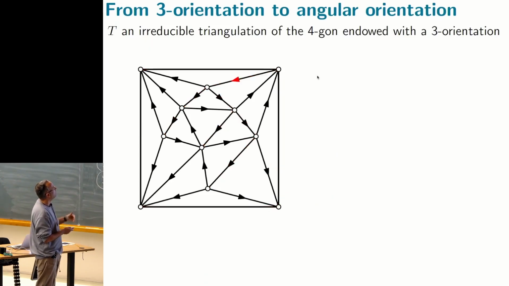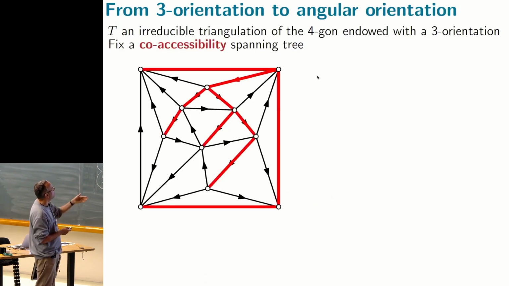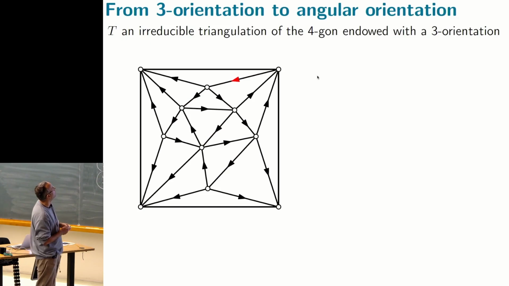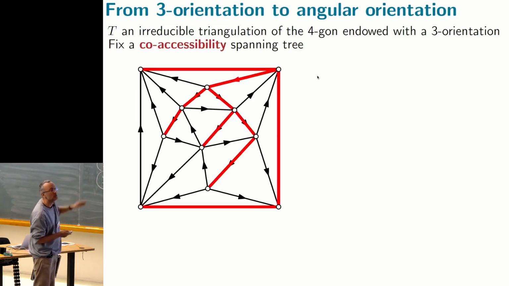Okay, so now we have a characterization of irreducibility. It's that the orientation is co-accessible, and so we can use a co-accessibility spanning tree. We fix any co-accessibility spanning tree. So they are the ones that go away from the outer contour.